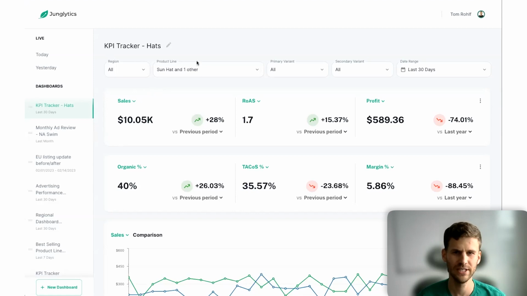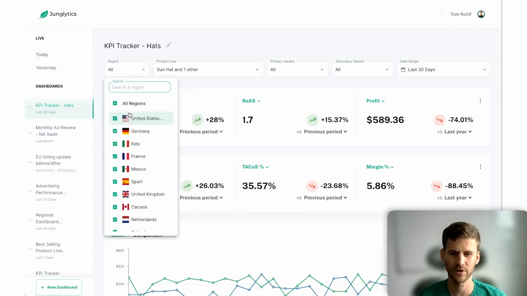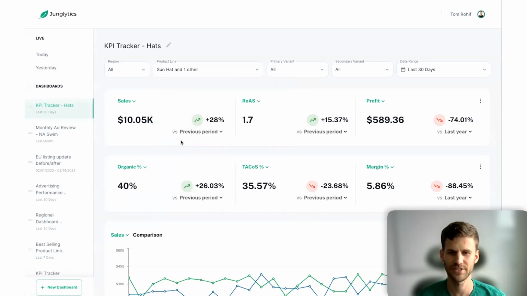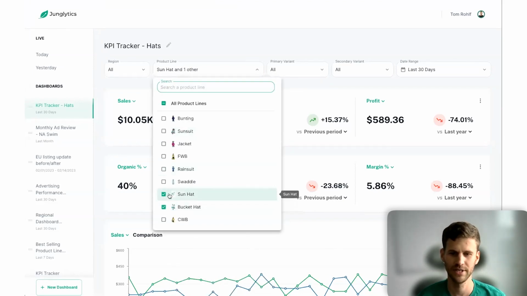So this dashboard is a KPI tracker for just our hat products. We sell two different types of hats. The way that we created this dashboard is we said, all right, we're going to look at all regions, so all of our regions are checked. Then we're going to filter down to just our sun hat and our bucket hat. All of the data that you're seeing here is reflecting just these two product lines. If I were to check one of these boxes, all of the data in this dashboard would change and be inclusive of the ASINs that that product line contains.